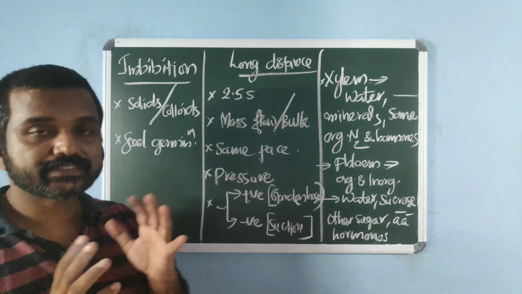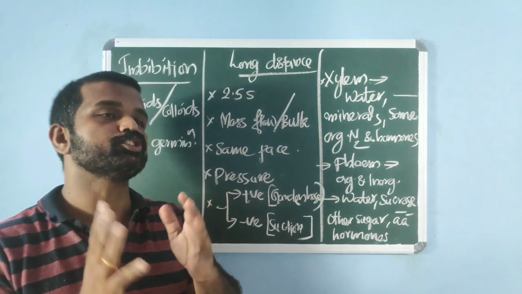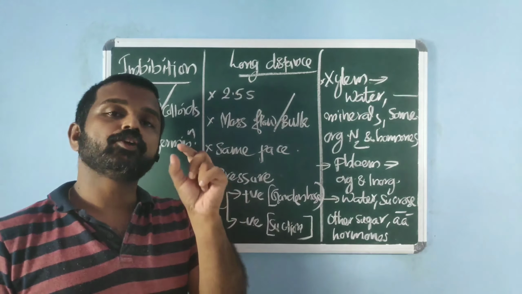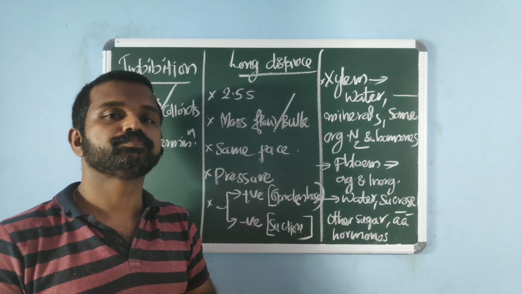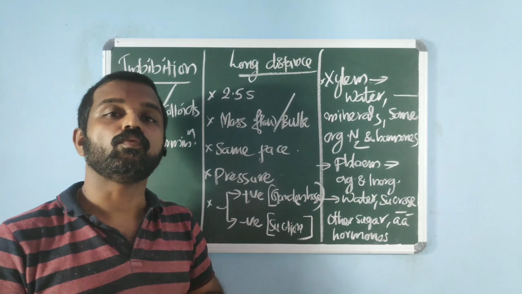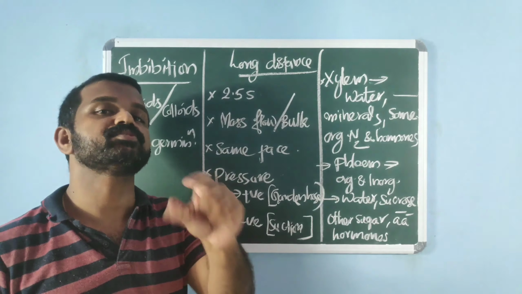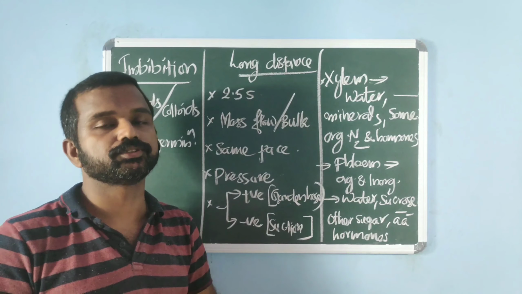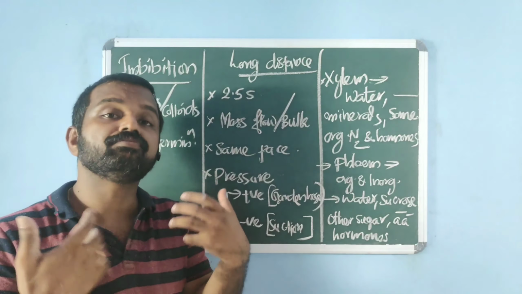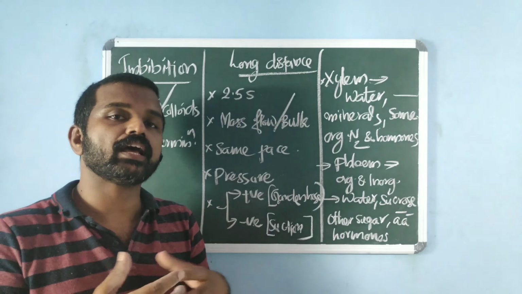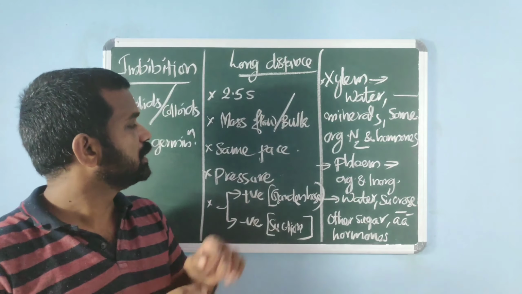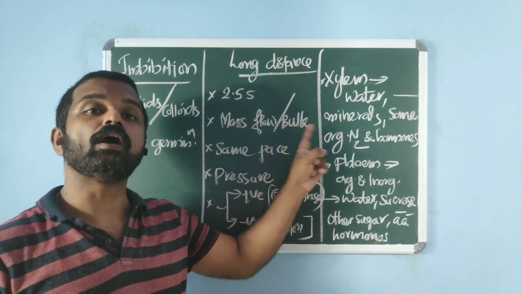Then, next about long distance transport. It takes approximately 2.5 seconds to move water molecules through a typical plant cell. But in the case of large and complex organisms, water has to be moved over a longer distance. That requires mass flow or bulk flow.